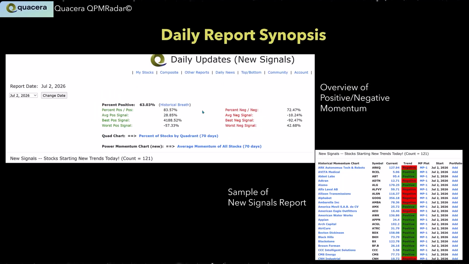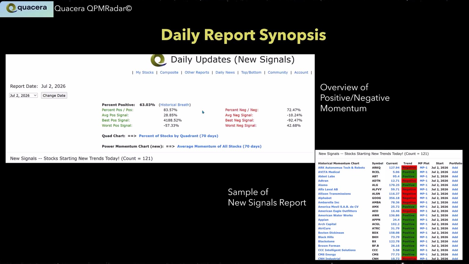This is the daily report synopsis on our website. It shows the percent positive, 63% for this particular day. This is the percent of the Quacera universe, which is about 2,400 stocks. In this case, I'm sorry, 63% were positive.